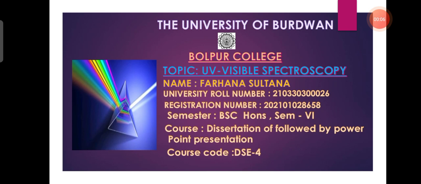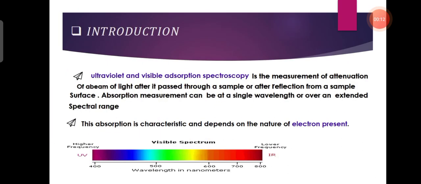I am going to talk on a single topic: UV visible spectroscopy. Introduction. Ultraviolet and visible absorption spectroscopy is the measurement of attenuation of a beam of light after it passes through a sample or after reflection from a sample surface. Absorption measurement can be at a single wavelength or over an extended spectral range. This absorption is characteristic and depends on the nature of electrons present.